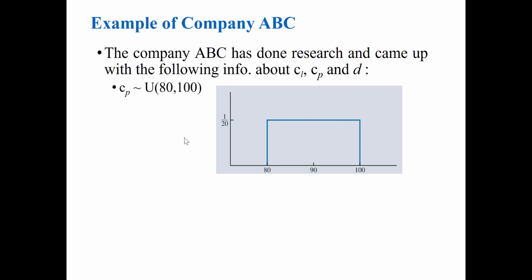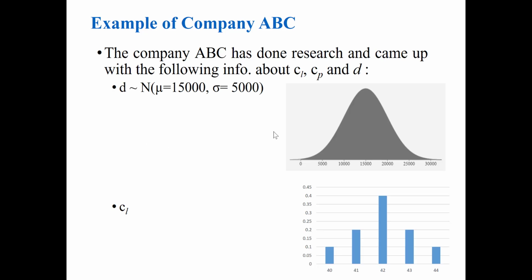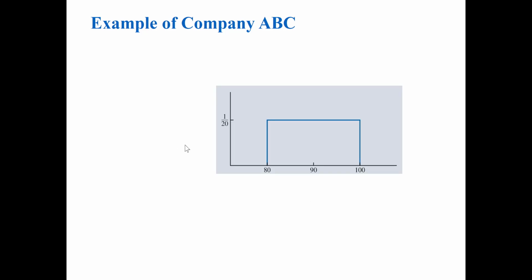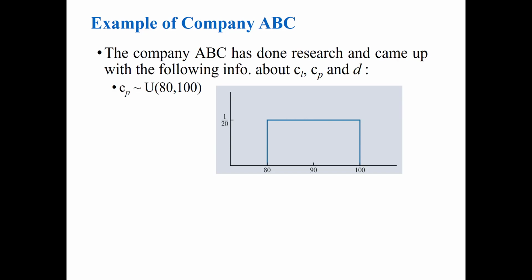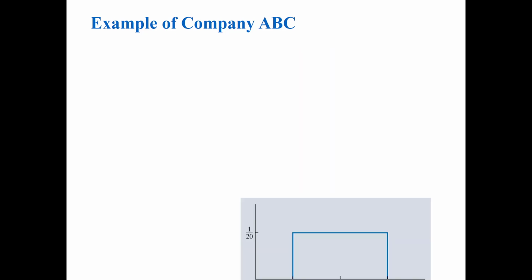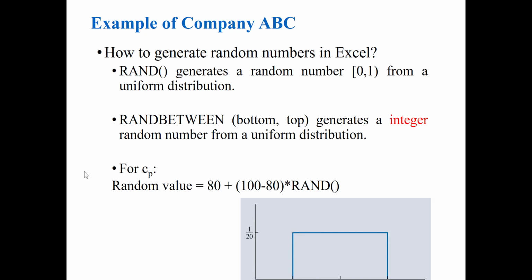Now the question is how we can do the simulation when we have different kinds of distribution. For example, we have a normal distribution, we have a discrete distribution, and also we have a continuous uniform distribution. How can we use these values in the simulation? So let's start with the functions that we have in Excel.